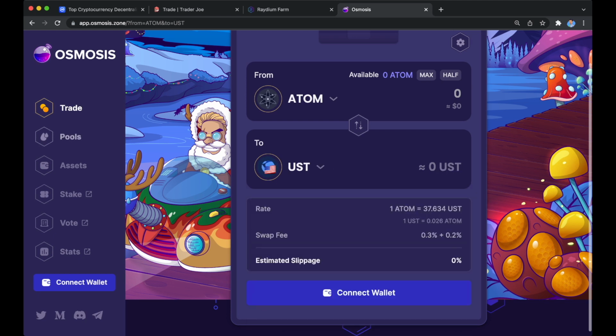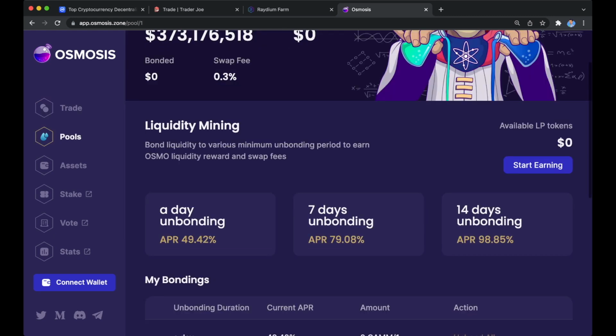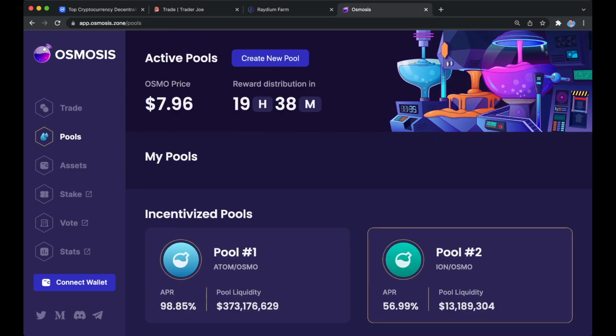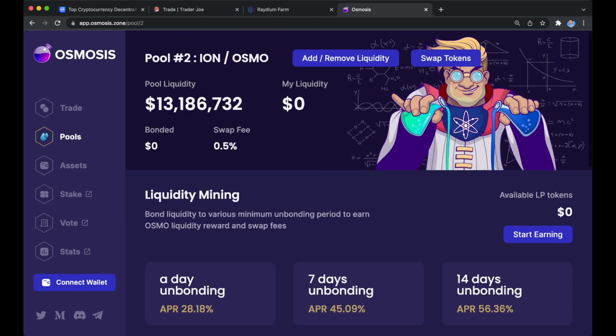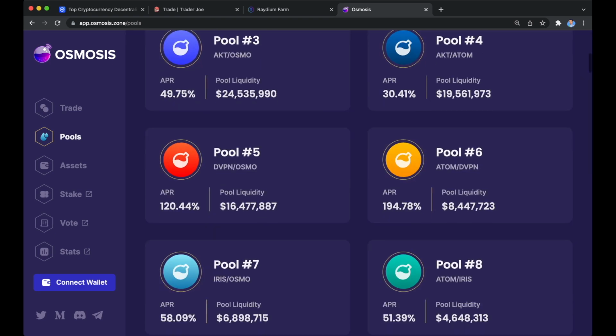And if we look at some of their top pools, the most popular pool would be the Atom and Osmo pair. There's over 373 million locked in this pool. So this pool here would net you 98% APR, which is extremely huge, extremely lucrative. The number two pool on this ecosystem would be the Ion and the Osmo pool, and this would net you 56% APR.